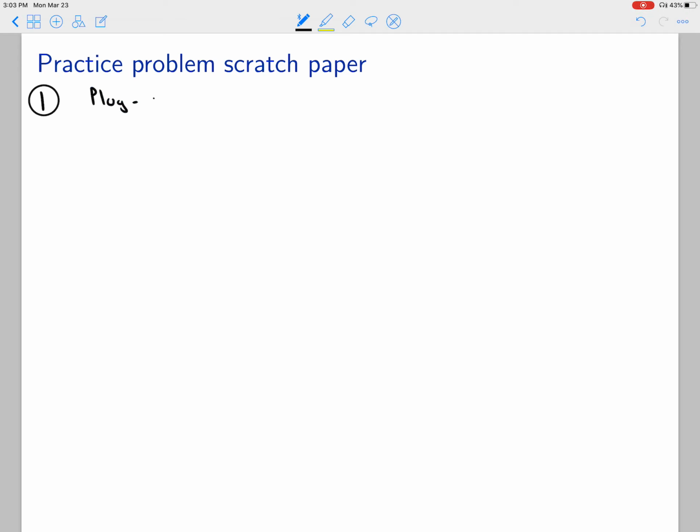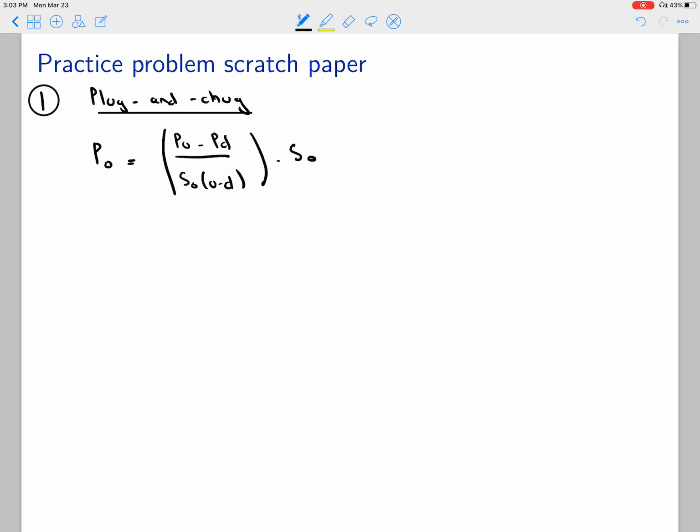So we're going to use the plug and chug method here to calculate the no arbitrage put price. It should be very familiar after the last practice problem we did. The put price is equal to the delta, which is PU minus PD over S0 times U minus D, multiplied by the stock price today, S0, plus the beta, which is PD times U minus PU times D, over U minus D, times the discount bond price, e to the negative RT.